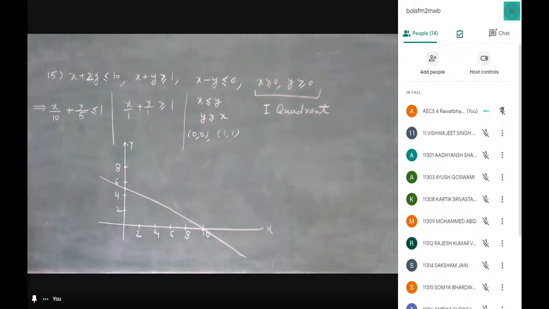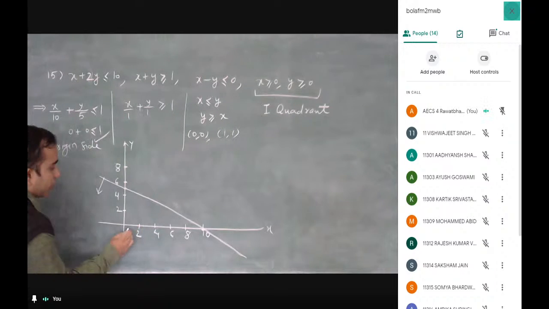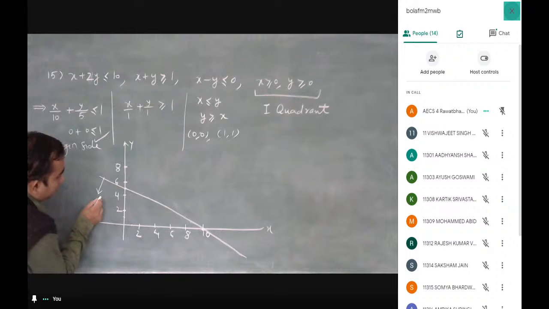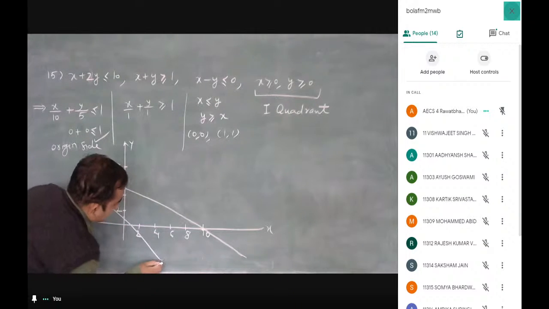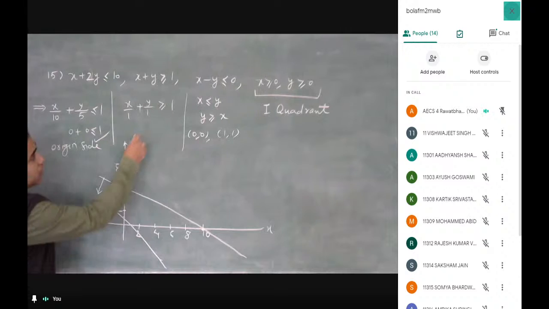Okay. Right. I think 0, 0 will satisfy this inequality. So origin side should be shaded, means below the line should be shaded. For this 1, 1 should be joined. This is 1 and this is 1. Join them. I think both the lines will not be parallel, will intersect somewhere, right? And this is greater or equal to 1.